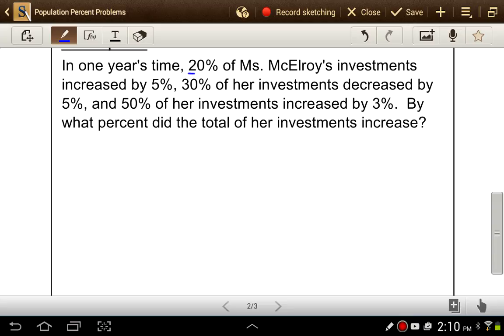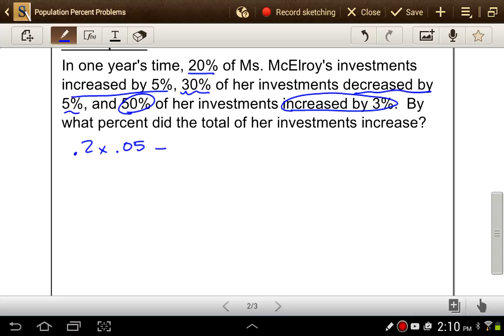I have 20% increased by 5, 30% decreased by 5, and then 50% increased by 3. So those are my 3 amounts. If it's an increase, that's a positive. If it's a decrease, that's a negative. So for the first investment, I'm going to do 0.2 times 0.05 minus her decreased here.